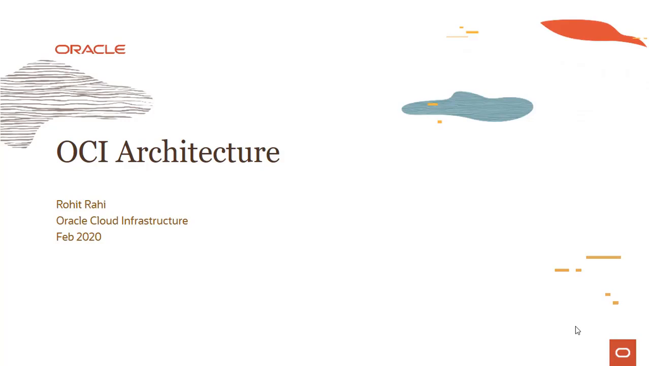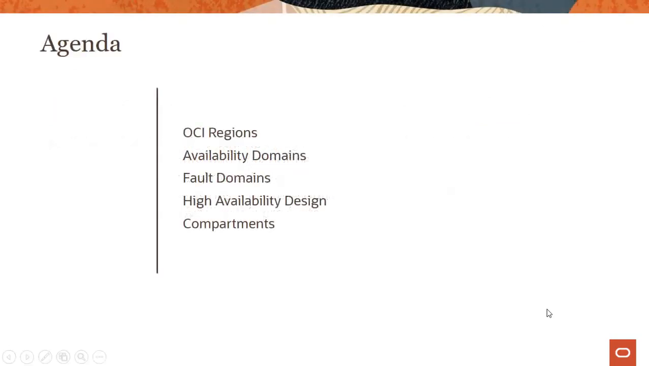In this module, we will look at the physical OCI architecture and look at how it enables you to create highly available applications. So the agenda for this module is something like this. We'll first look at OCI regions. What does a region imply? What are availability domains, a construct specific to OCI? What are fault domains? How can you design your own highly available applications? And then what is this concept of compartments, which is again a unique OCI construct?